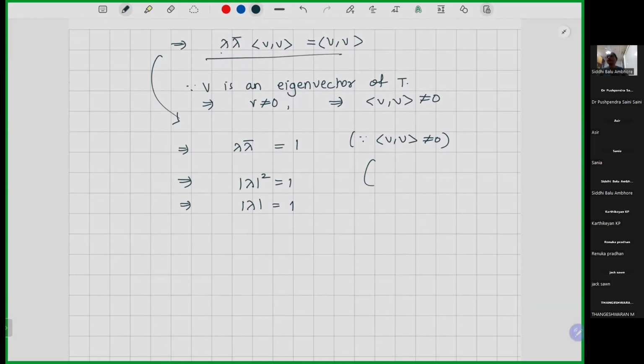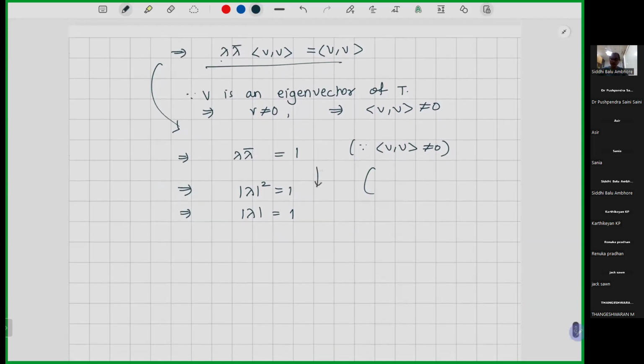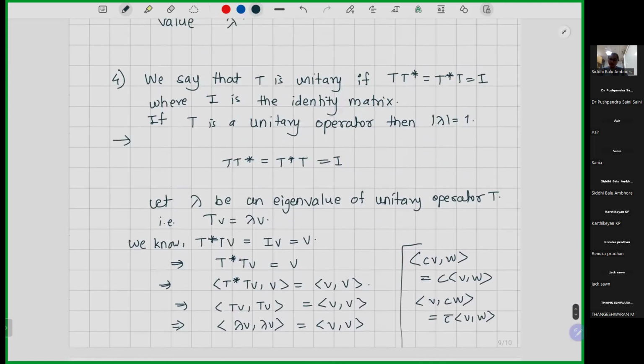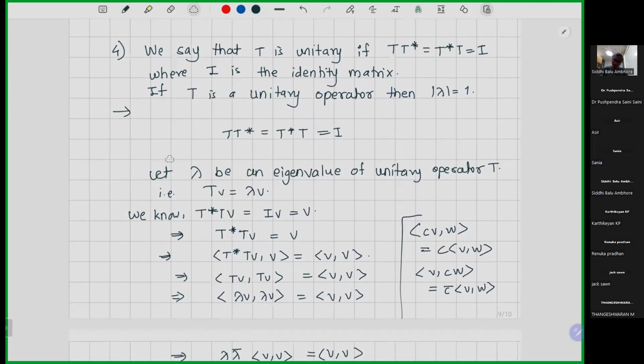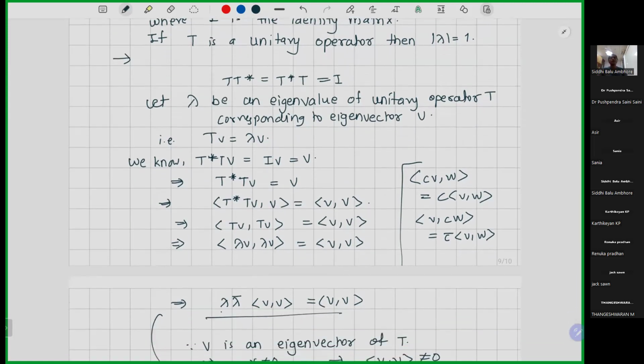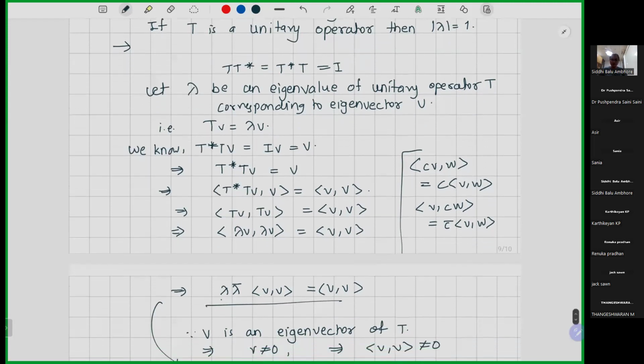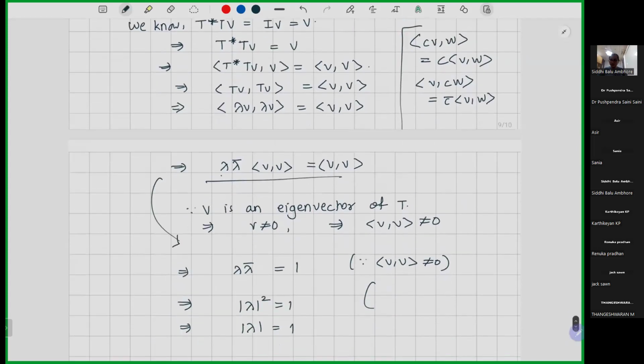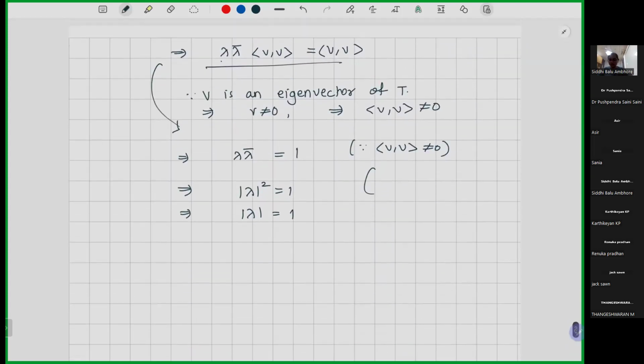Okay, any doubts? And this is just a complex property, or the definition and modulus of complex numbers and so on. This thing was important to realize: let lambda be an eigenvalue corresponding to eigenvector V, that is TV is equal to lambda V, and then this follows. T star TV is equal to IV, that is V, and so on. Is it okay now? If you have any doubt, please let me know. Otherwise, we can move to the next question.